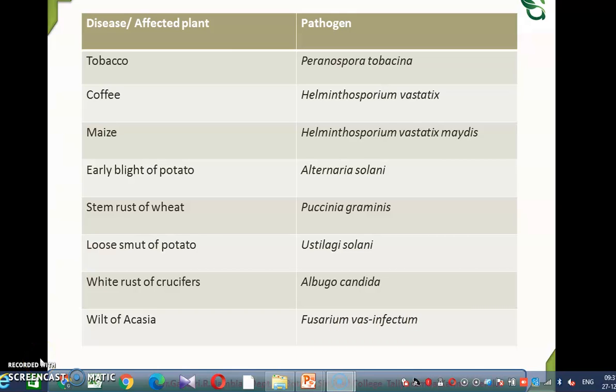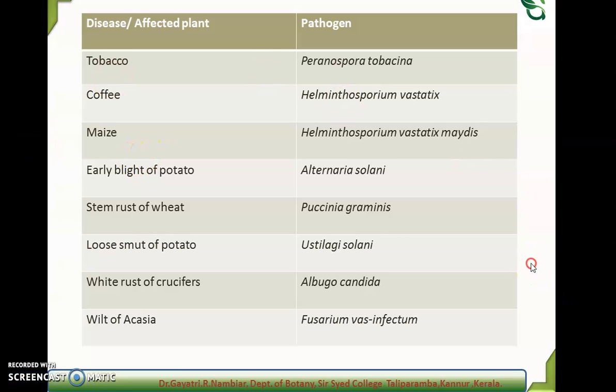In the slide, white rust of crucifers is the disease caused by Albugo candida in cruciferous plants. Loose smut is caused by Ustilago. Likewise, several types of diseases are caused. More than 1,000 diseases caused by fungi have been reported worldwide.